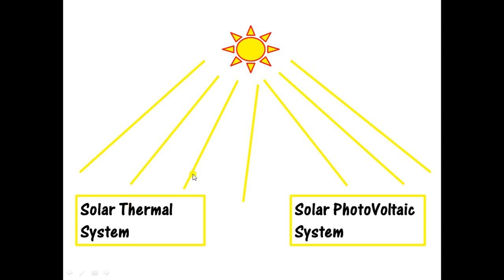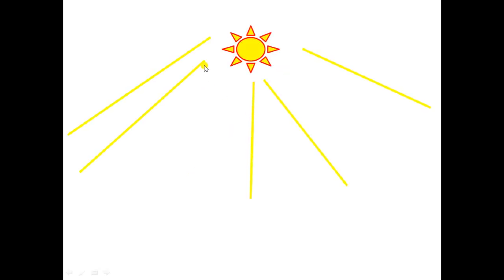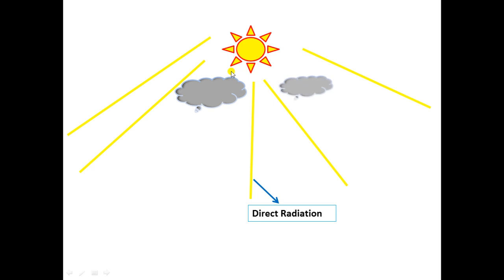Before we start with the system, let us see the solar radiations. From the sun, there are these radiations which you can see. These are called direct radiations. There are also some other radiations which first strike the clouds, then get diffused and scattered. These are called scattered radiation or diffused radiation. So these are the two types of radiation present in solar radiation.